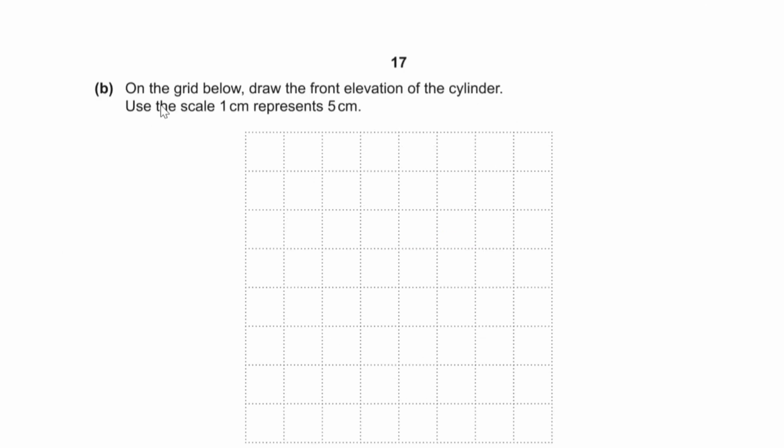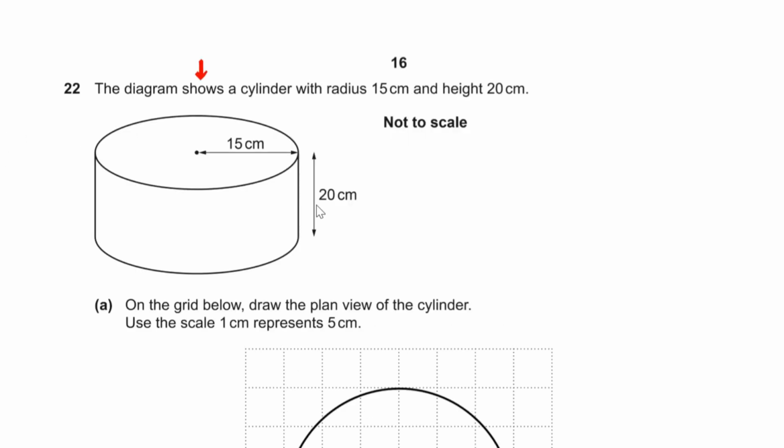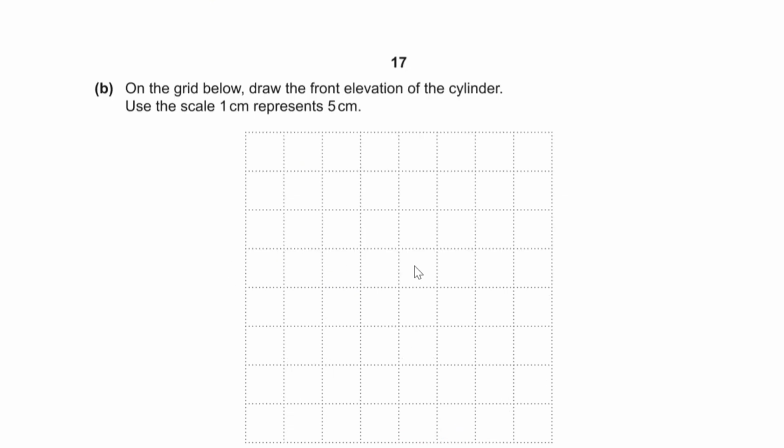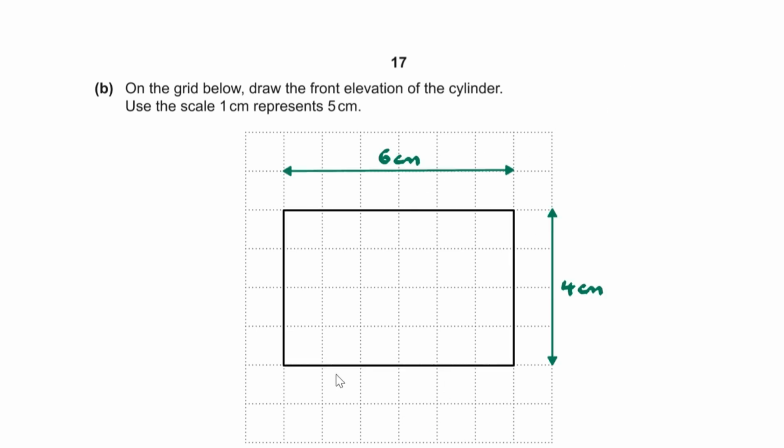Now, part B, on the grid below, we have to draw the front elevation of the cylinder with the same scale. When we look at it from the front, what we'll see is a rectangle, and the dimensions of the rectangle will be 20 centimeters times by 30 centimeters. But using the scale, 30 divided by 5 is 6, and 20 divided by 5 is 4. So what we need to do is draw a rectangle with dimensions 6 by 4 centimeters, as we see here.